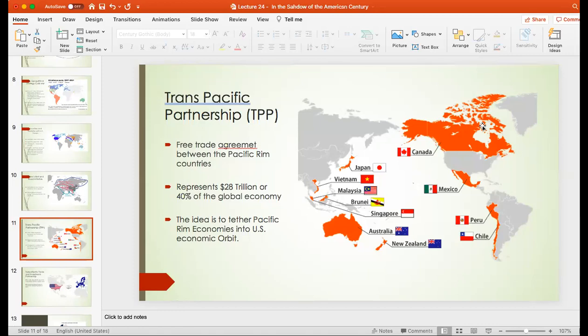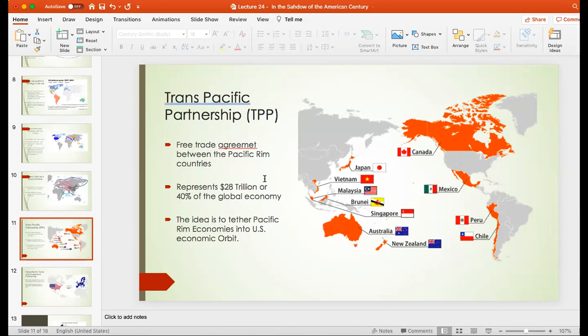To bring the defense pacts that the United States has with a lot of these countries into an economic orbit. So what the US is doing with the TPP is essentially creating free trade agreements amongst the Pacific Rim countries, not all of them, right? Japan, Vietnam, Malaysia, Australia, New Zealand, Brunei, Singapore, Chile, Peru, Mexico, and Canada. Now, of course, the United States isn't in it anymore because Donald Trump took them out of it.